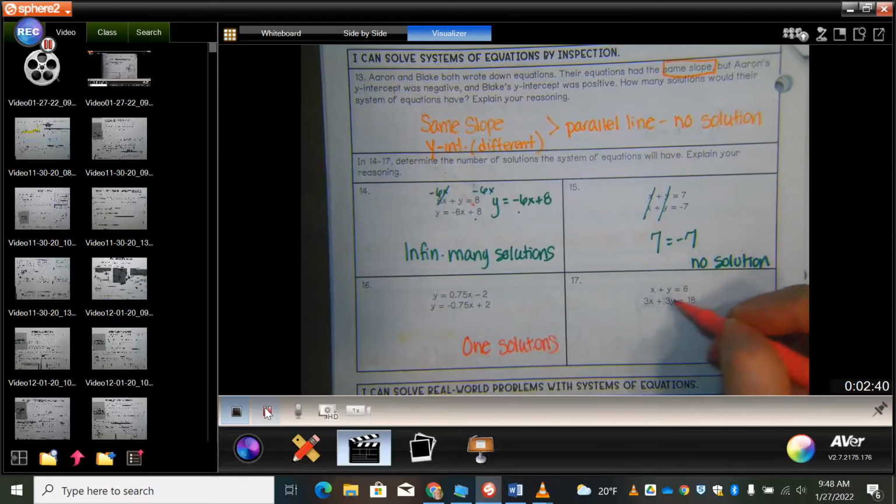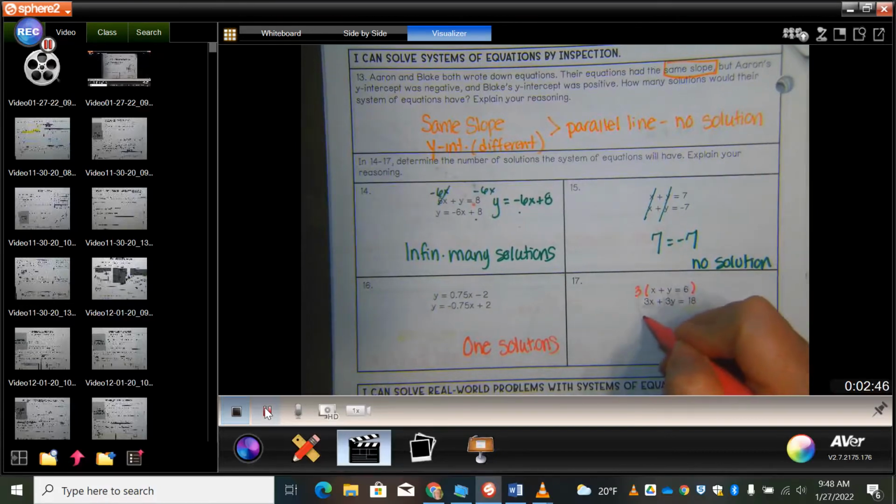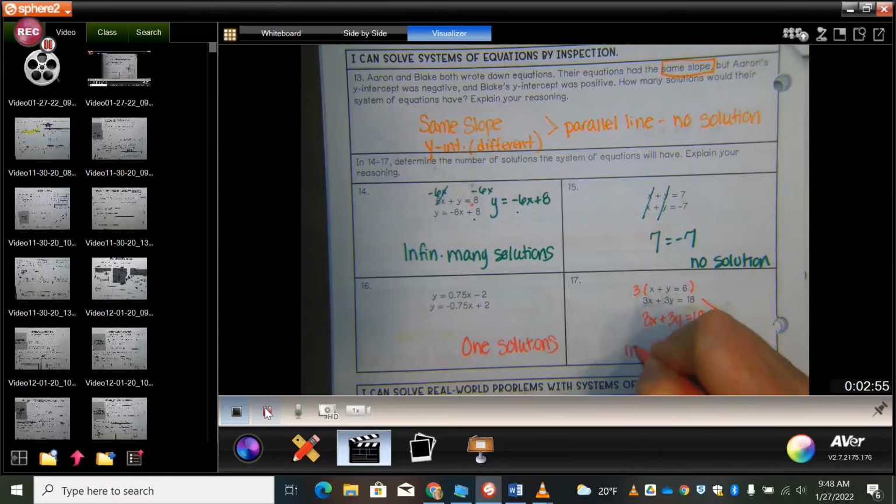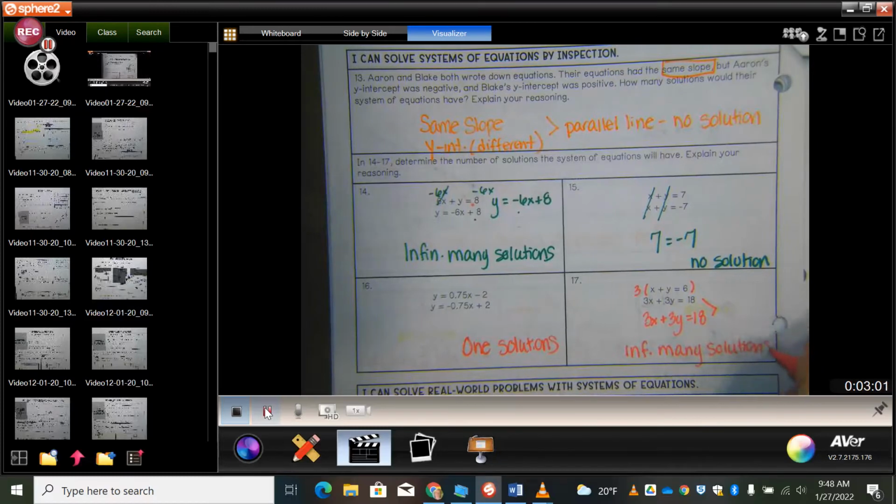Now in this one right here, if we were to take this top one and multiply everything by 3, you'd have 3x plus 3y equals 18. So these end up being exactly the same. So this would be infinitely many solutions.